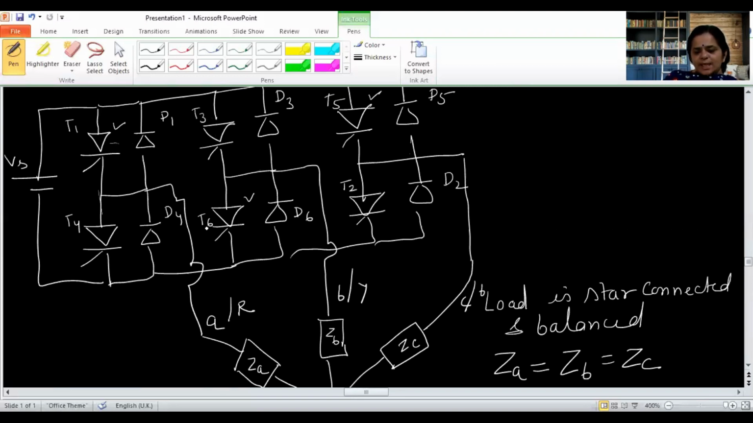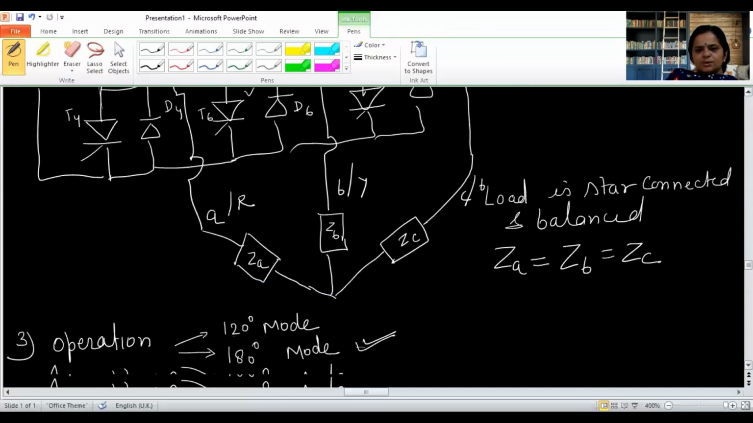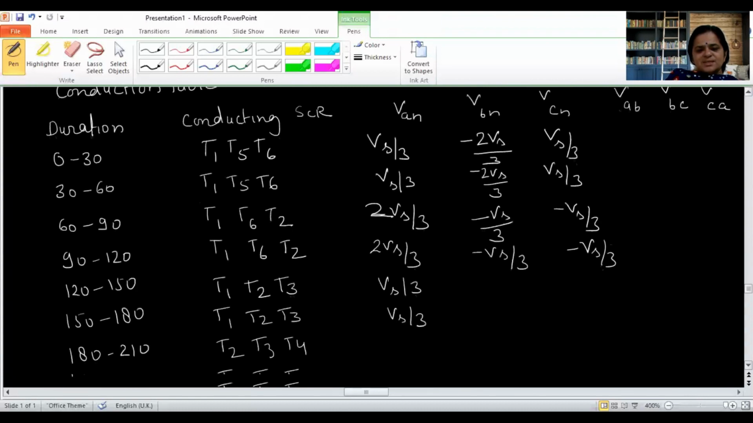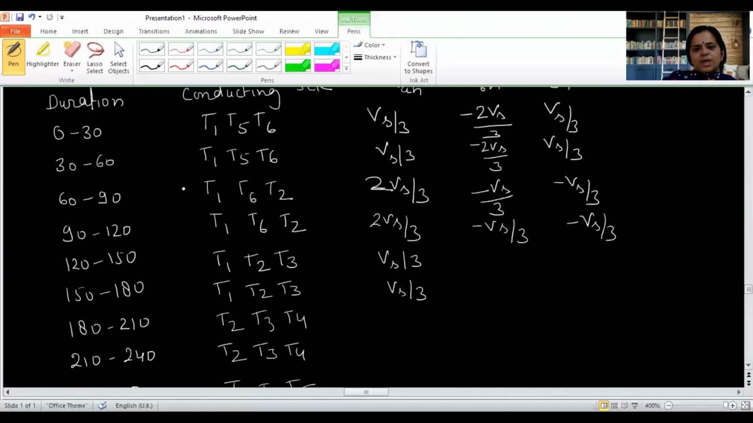So that means A and B phase are connected to positive and C phase is connected to negative. Since two phases are connected to positive, for A phase we are going to get Vs by 3, here also Vs by 3, Vs by 3, and this will be minus 2 Vs by 3 and minus 2 Vs by 3.